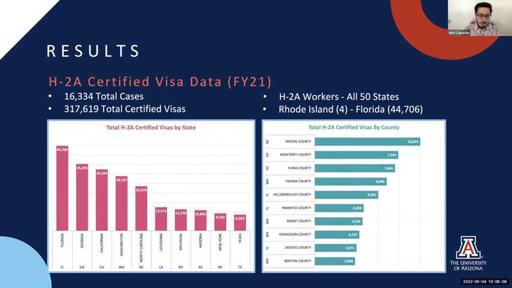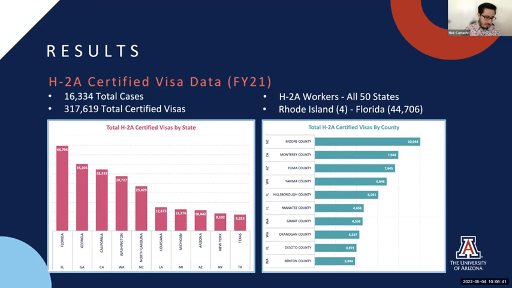Some of my results. You can clearly see the H2A data for fiscal year 21 includes over 16,000 cases, which were submitted to the Department of Labor, totaling over 317,000 certified visas. That is an increase of over 42,000 certified visas from 2020. H2A workers are represented in all 50 states, from Rhode Island with only 4 to Florida with over 44,000.